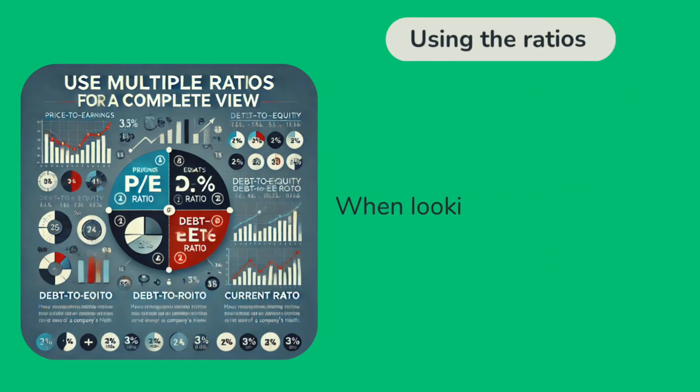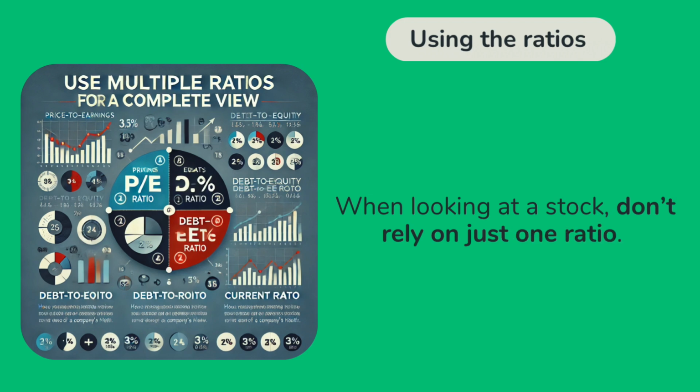Now let's see a practical example. When looking at a stock, don't just rely on one ratio. For example, a low PE might seem like a good deal, but if the company has a high DE ratio, it could be risky. Using all these ratios together gives you a better picture of a company's financial health, so you can make smarter choices.